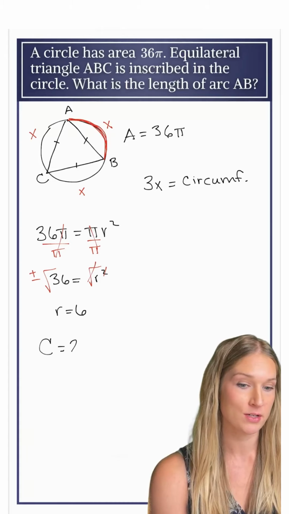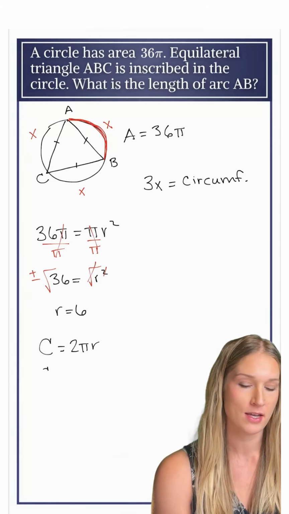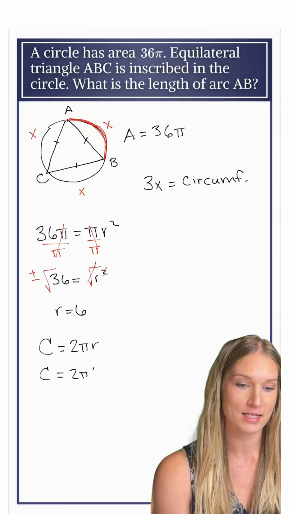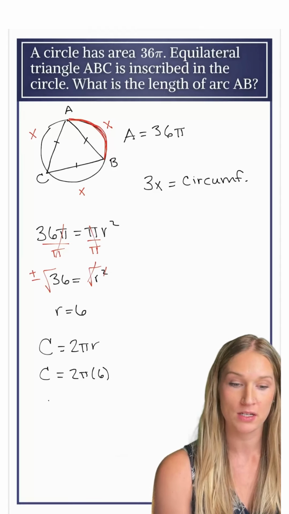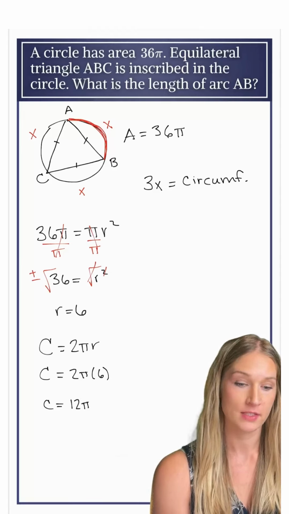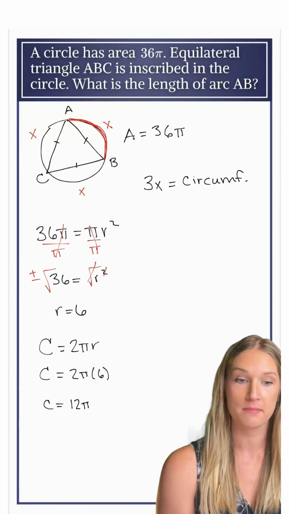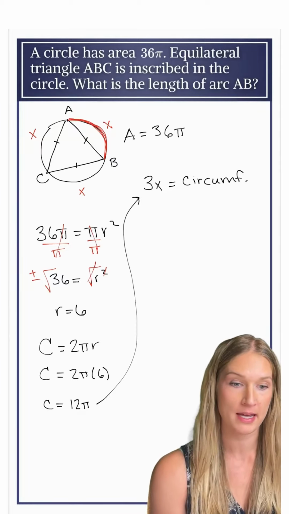Now, since I know the radius, I can use that to find my circumference. Circumference of a circle is equal to 2 pi times your radius. So here, circumference is 2 pi times 6, which would be 12 pi. So now that I know circumference, let's go back and plug that in way back here.